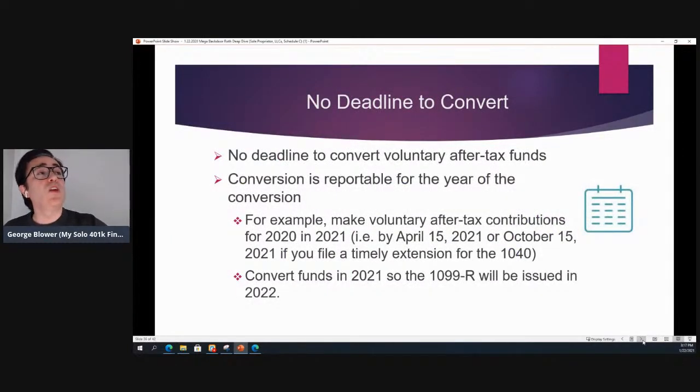There's no deadline. So we talked before about the deadline to make the contribution, but there is no deadline to convert the money. The conversion is reportable for the year of the conversion. So for example, you might make an after-tax contribution for 2020 in the year 2021, like by April 15th or October 15th of 2021, if you file a timely extension, and then convert those 2020 contributions in 2021. So the 1099-R will not be issued until 2022 because it's really driven by the year of the conversion.